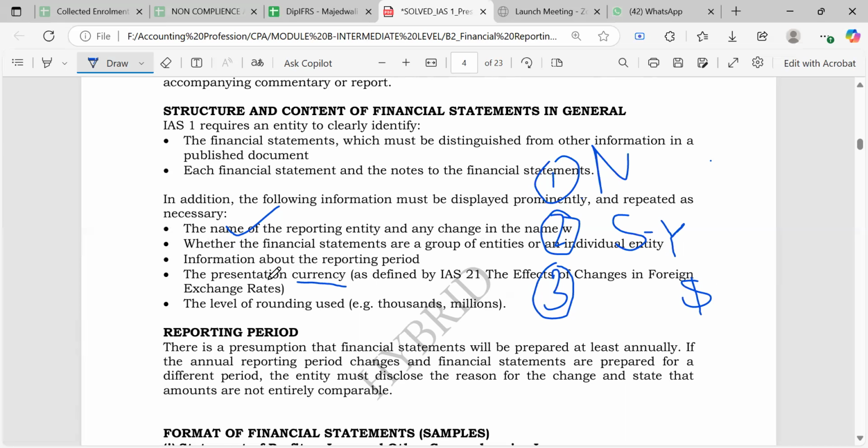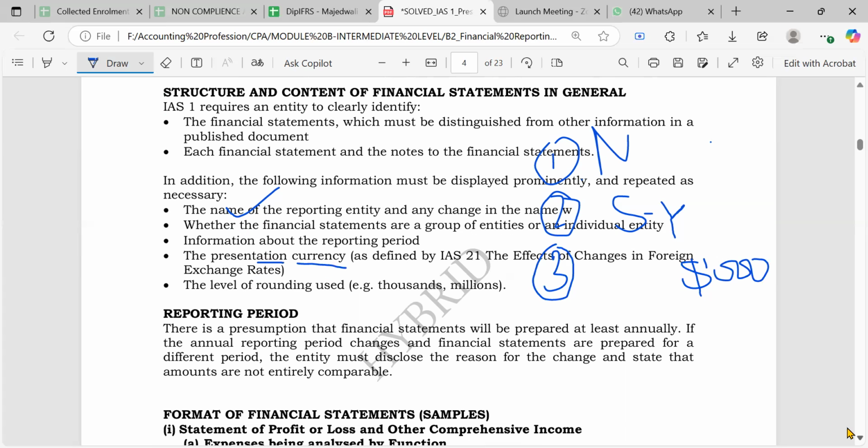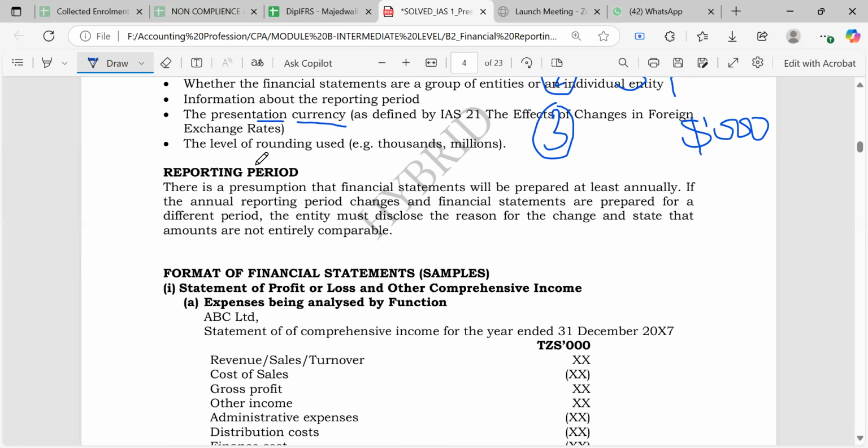You learn more about presentation currency in IS21, but here it's just a normal presentation currency. And the level of rounding used. Let's say you have said, okay, my data have been prepared in $1,000. That's what we speak of as the level of rounding. So it's just quite normal matters. Then the reporting period. There are some matters here. I think I overdid this reporting period. Maybe statement of financial position as at.